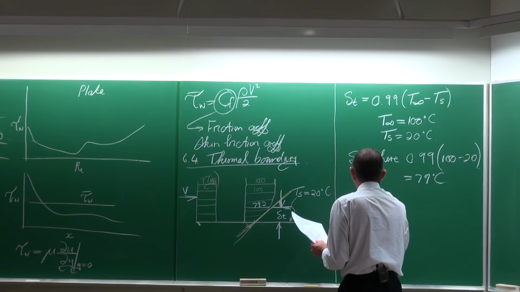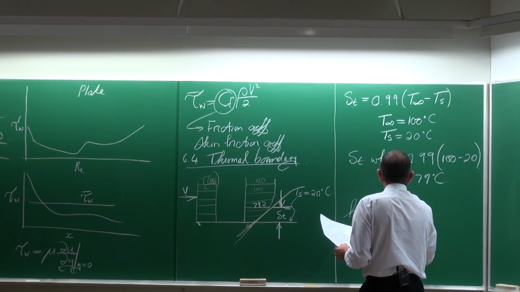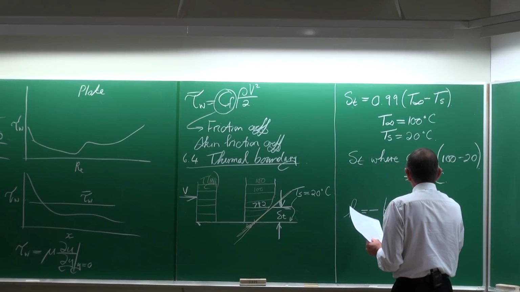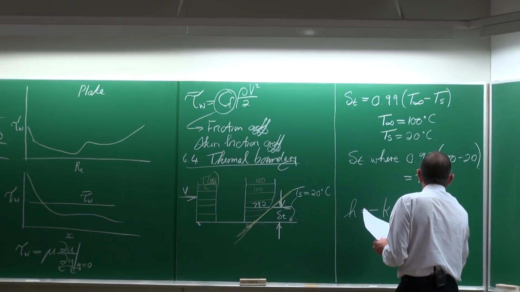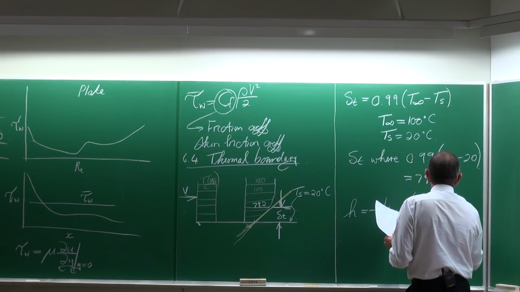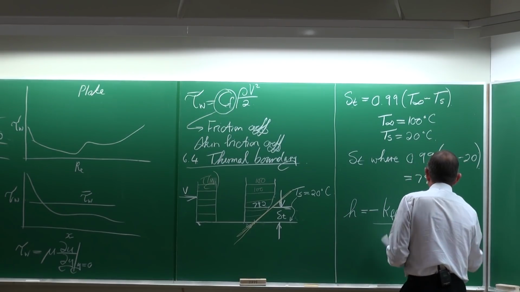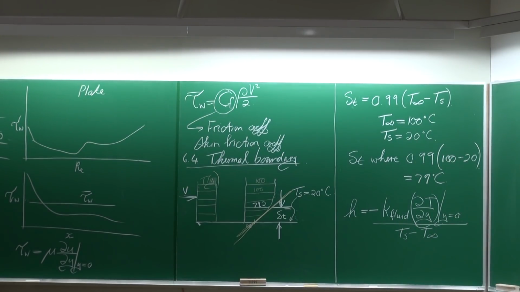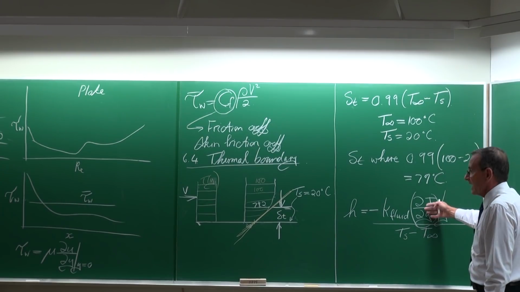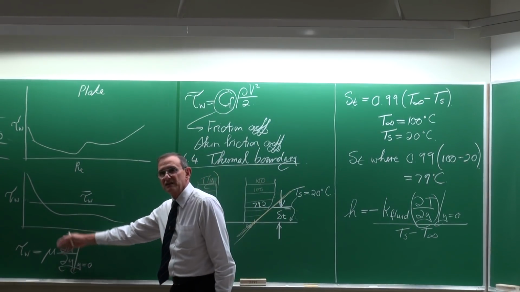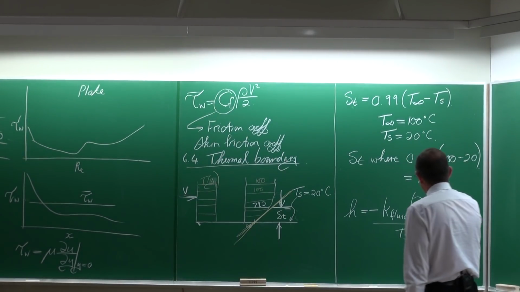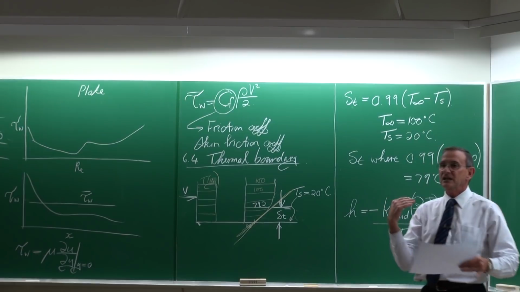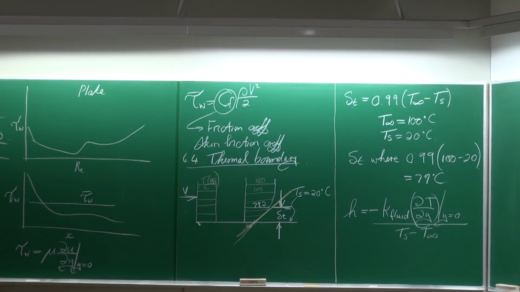So the heat transfer coefficient is equal to minus the K of the fluid multiplied by dT/dy, where y is equal to 0, divided by Ts minus T infinity, and we have derived that previously. So in fluid mechanics, this velocity distribution gives us the shear stress. In heat transfer, this temperature gradient gives us the heat transfer rate, or the heat transfer coefficient. You follow that? Okay, so it's very much the same.